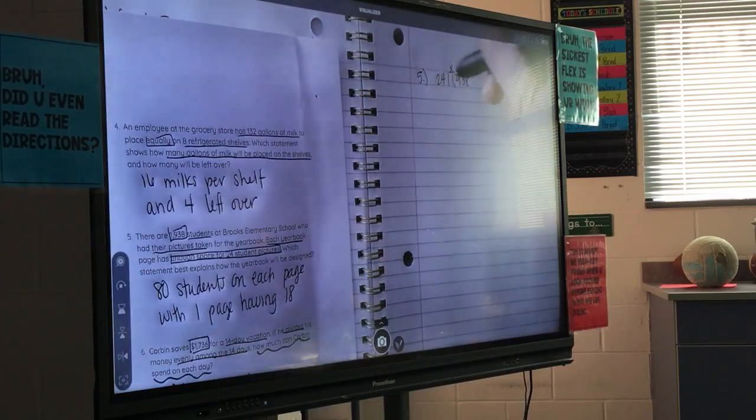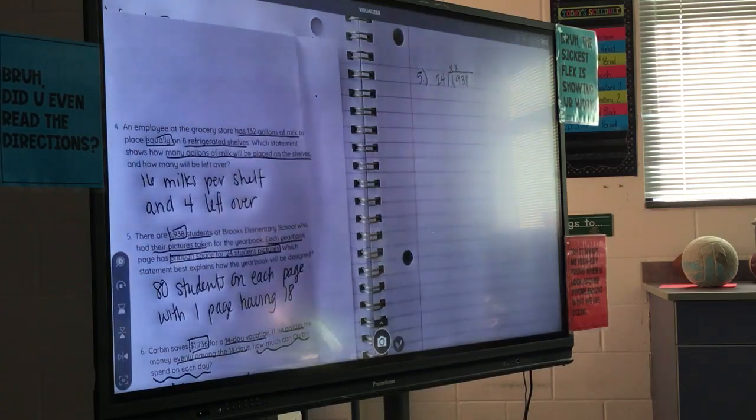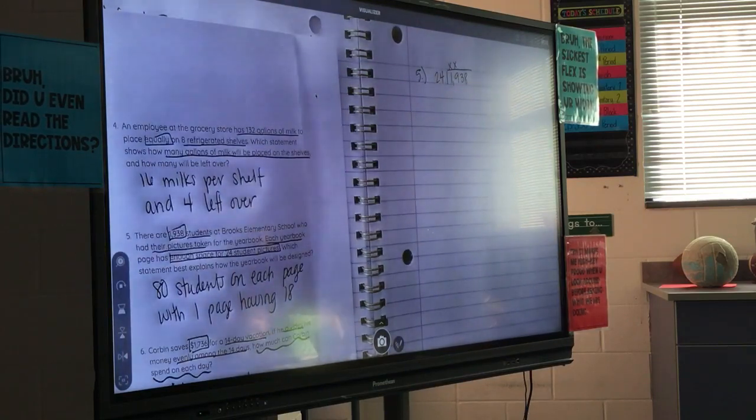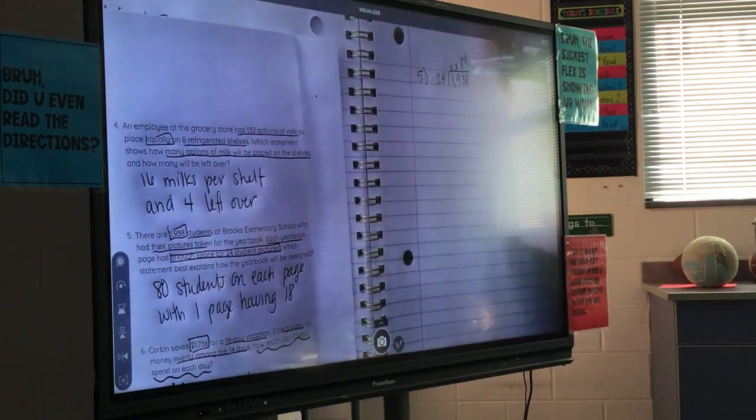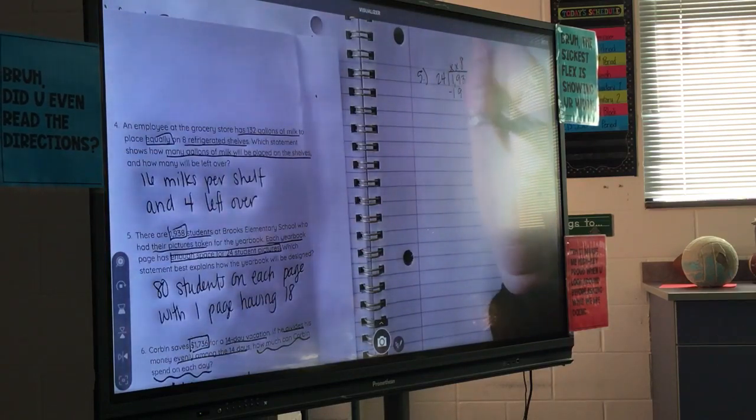What times 24 is gonna give me 19? Nothing. What times 24 is going to give me 193? Angel? 8? All right, and 8 times 24 gives me what? 192. So under here, I'm gonna do minus 192. When I do that, I get 1. I have to bring my 8 down.